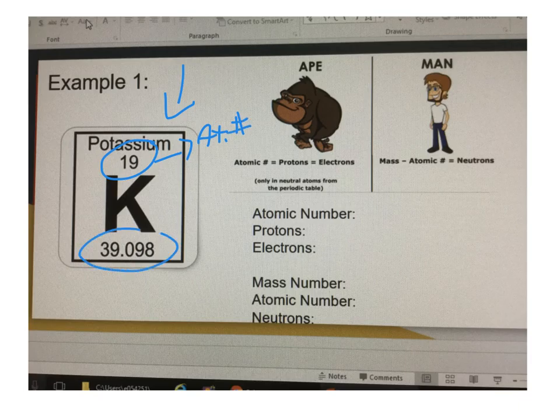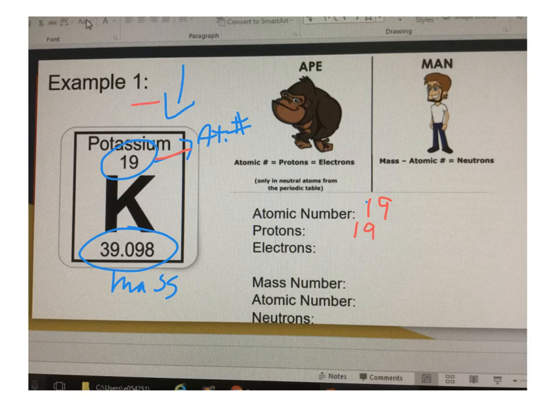And the number with all the decimals, this is your mass. Okay, so my atomic number is 19. Let's put this in red, 19. My protons are always the same as your atomic number, so that's 19.